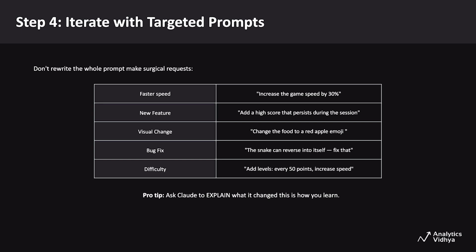This is where the workflow gets interesting. Instead of rewriting the whole prompt, we make small, targeted requests. We can increase the speed, add a high score, fix a gameplay bug, change the visuals, or introduce difficulty levels. This is one of the best ways to work in Antigravity because each change is focused, easy to verify, and easier to learn from.